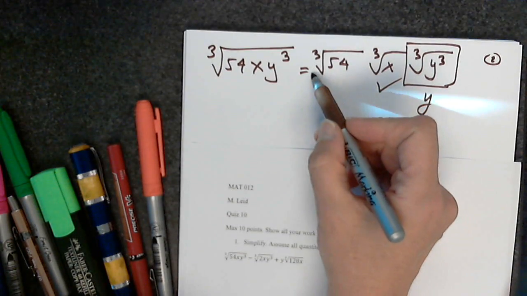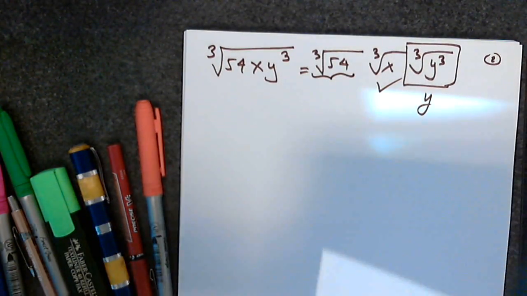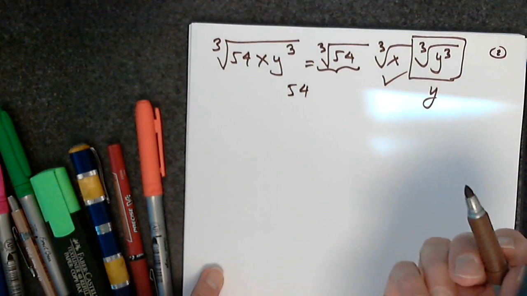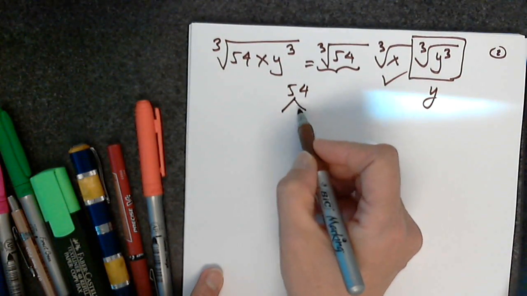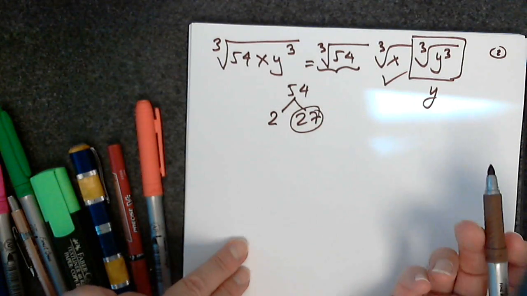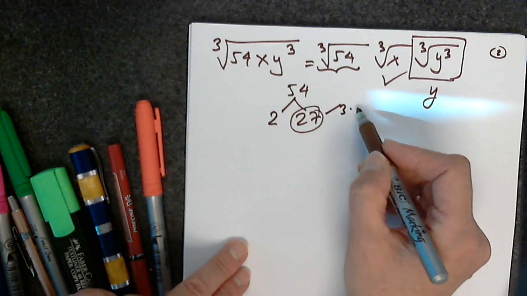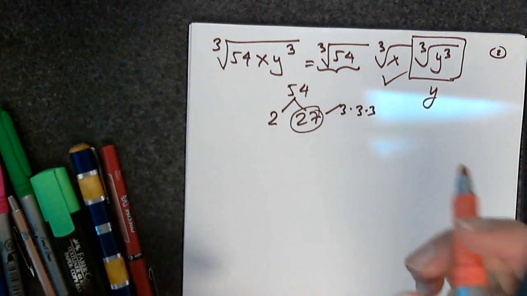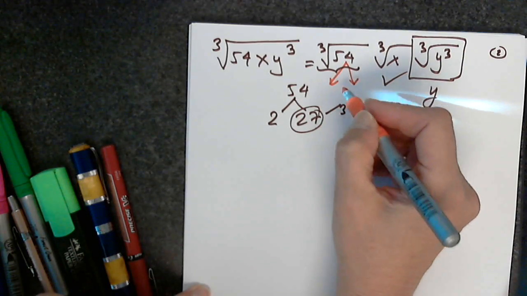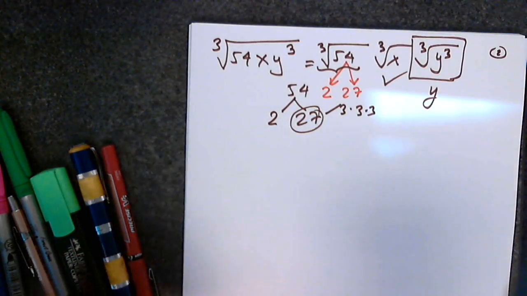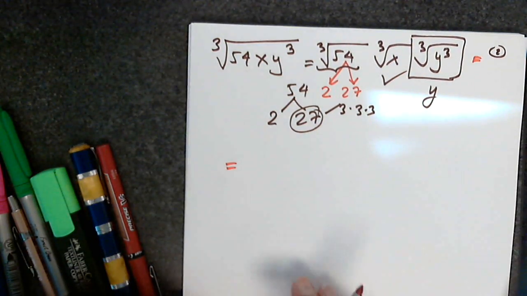Good. So now here I look at the prime factorization of this number. 54, it's an even number, so it must be divisible by 2. 27. And I already know that 27 is a perfect cube. It's 3 times 3 times 3. So at this point, I know that 54 has to be split into 2 and 27. I already have the simplified form of the first radical.